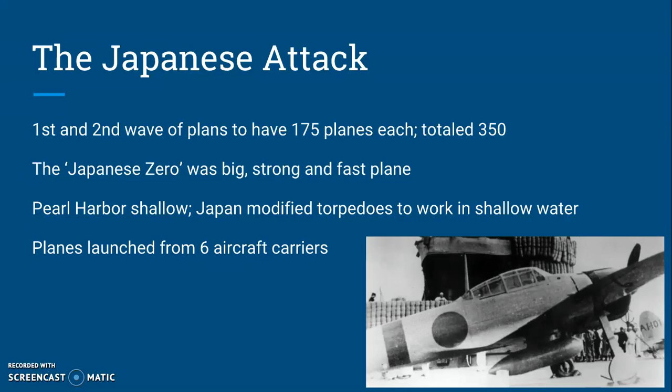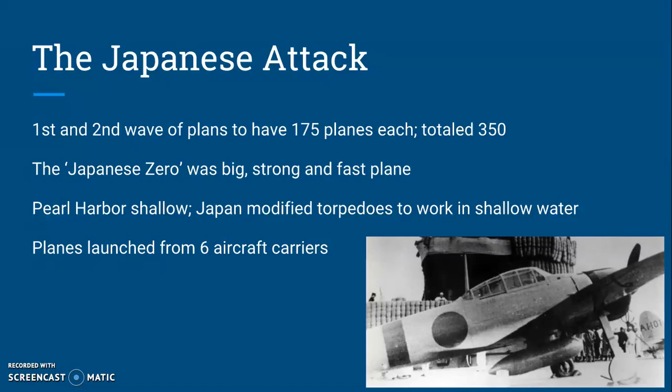One issue for the Japanese prior to the Pearl Harbor attack was the shallow water, which was only about 45 feet on average in the harbor. This was a problem because when torpedoes were dropped from planes, they usually required about 75 feet of depth to drop, stop, and then proceed to their target. At 45 feet, they would have hit the ground and exploded right there. So the Japanese knew about this and modified their torpedoes to work in the shallow water at Pearl Harbor.